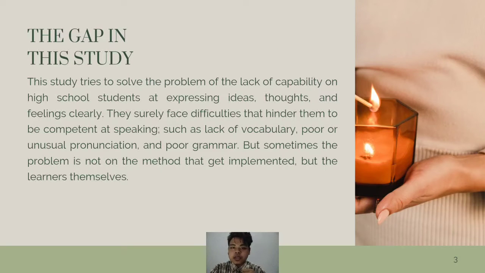And then the gap this study tries to solve is the problem of the lack of capability of high school students at expressing ideas, thoughts, and feelings clearly. They surely face difficulties that hinder them from being competent at speaking, such as lack of vocabulary, poor or unusual pronunciation, and poor grammar.